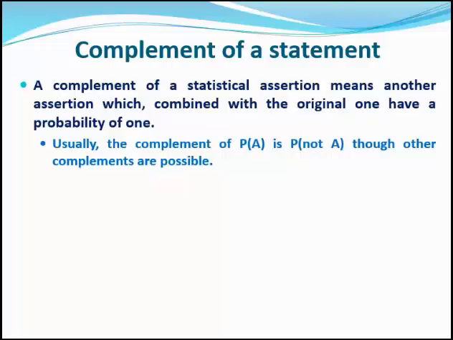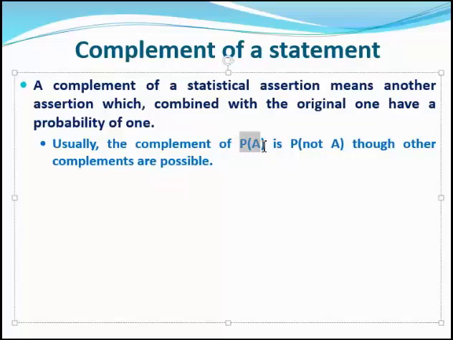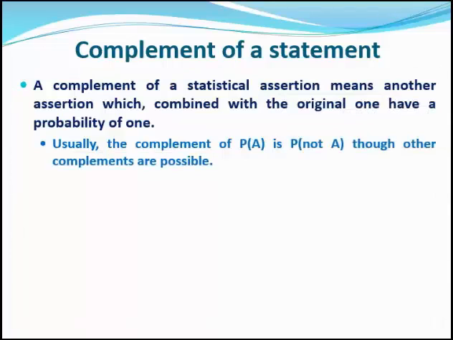A complement of a statement is the opposite of the statement, to the point where one statement and the other statement combined have to have a complete probability of 1. To give you an example, it's raining and it's not raining are complements of each other. One of them has to be true. It either is raining or it's not raining. So the two statements are complements of each other, and so the complement of probability of A is probability of not A. There are other types of complements that are possible, but that's the most common scenario. The complement of I am speaking on the telephone is I am not speaking on the telephone. That's always the way it works.